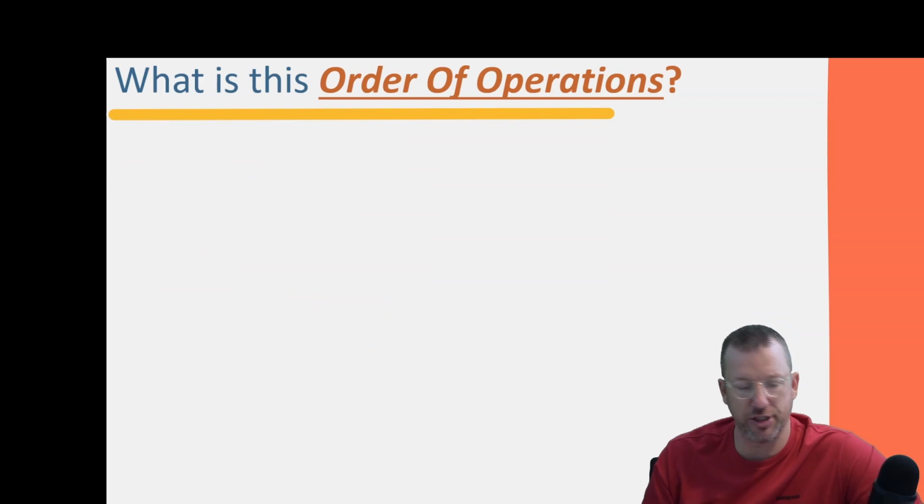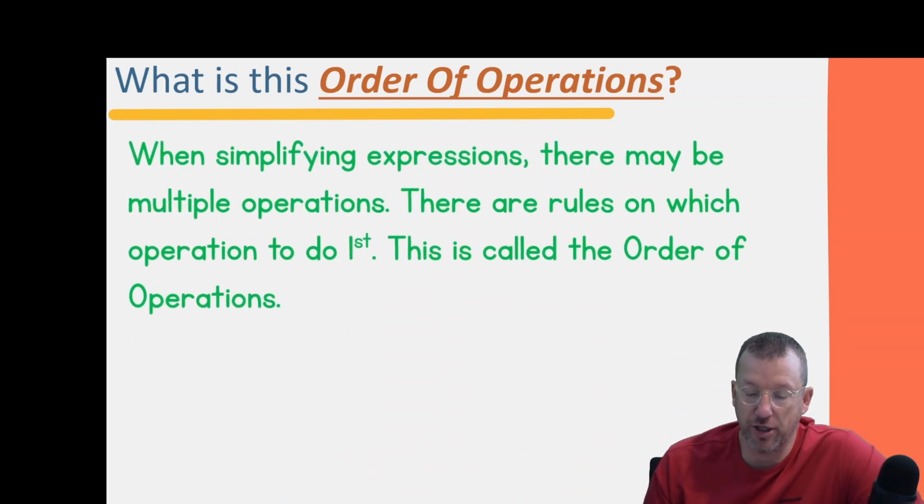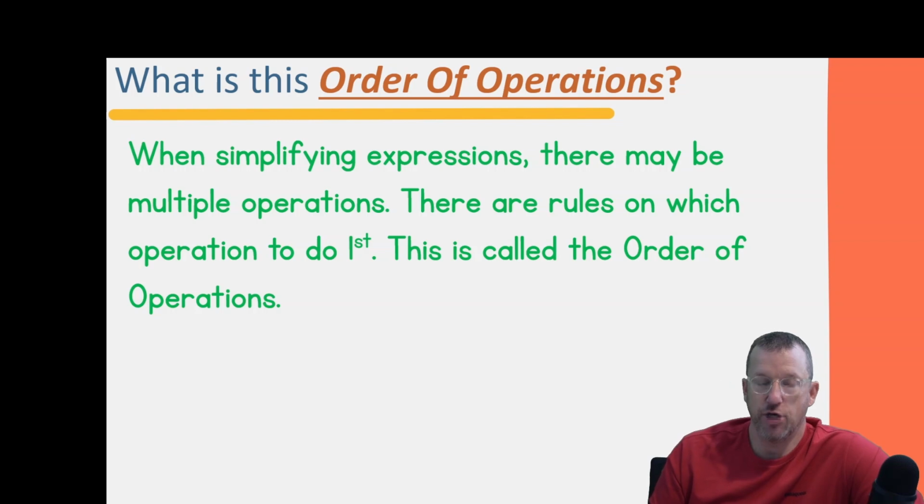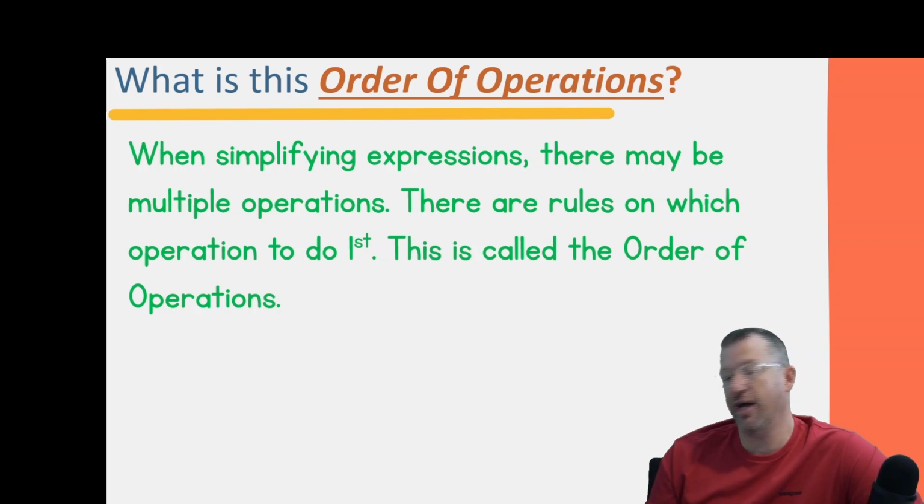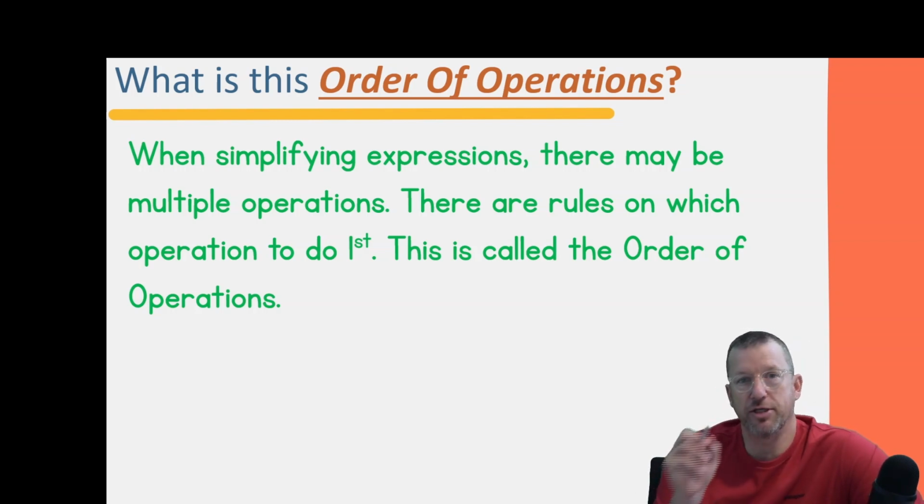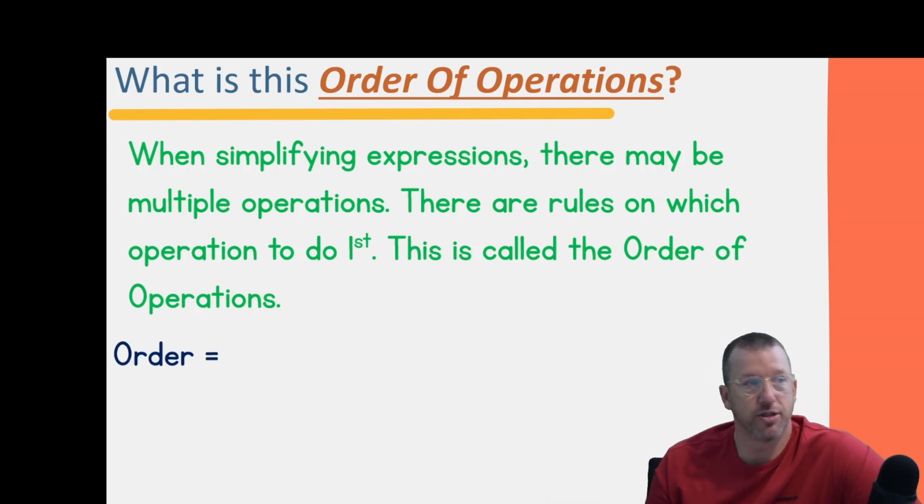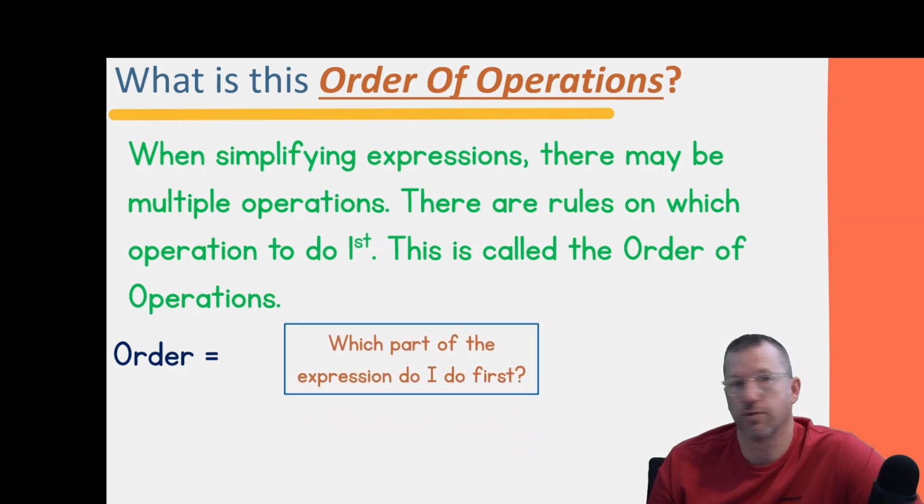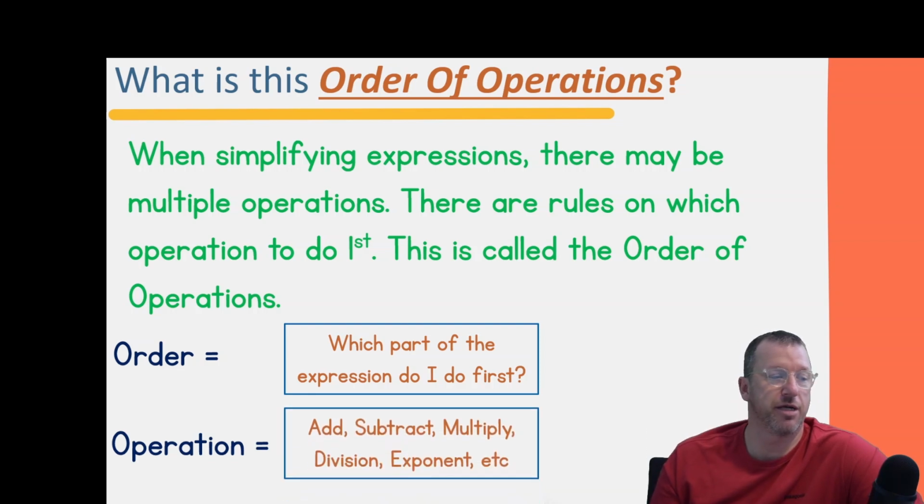So what is this order of operations we speak of? In simplest terms, when we're simplifying expressions, there may be multiple operations, like in the picture we showed you on the expression slide. You may have addition, subtraction, multiplication, exponents, parentheses, absolute value, all these things. When we read a book, we simply go from left to right. In math, there's an order of operations. It's the order in which we attack the problem. When we say order, we're saying, which part do I do first? Which part do I do second? And when we say operation, we're talking about adding, subtracting, multiplying, dividing, exponents, parentheses, all those things.